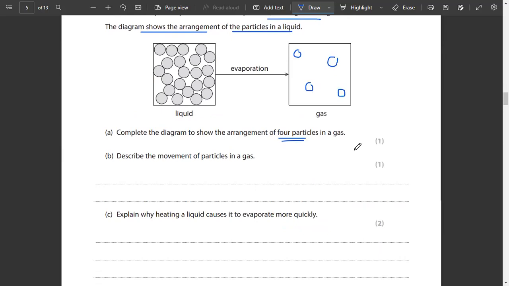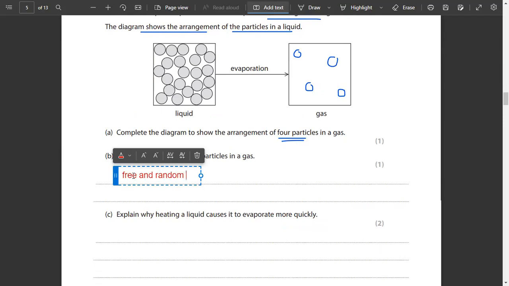Describe the movement of particles in gas. Gas में particles कैसे move करते हैं? वो हम यहाँ move कर देते हैं. We have to describe that movement as free and random movement. आपकी जो gas particles की movement, they would be moving freely, and it would be completely random.